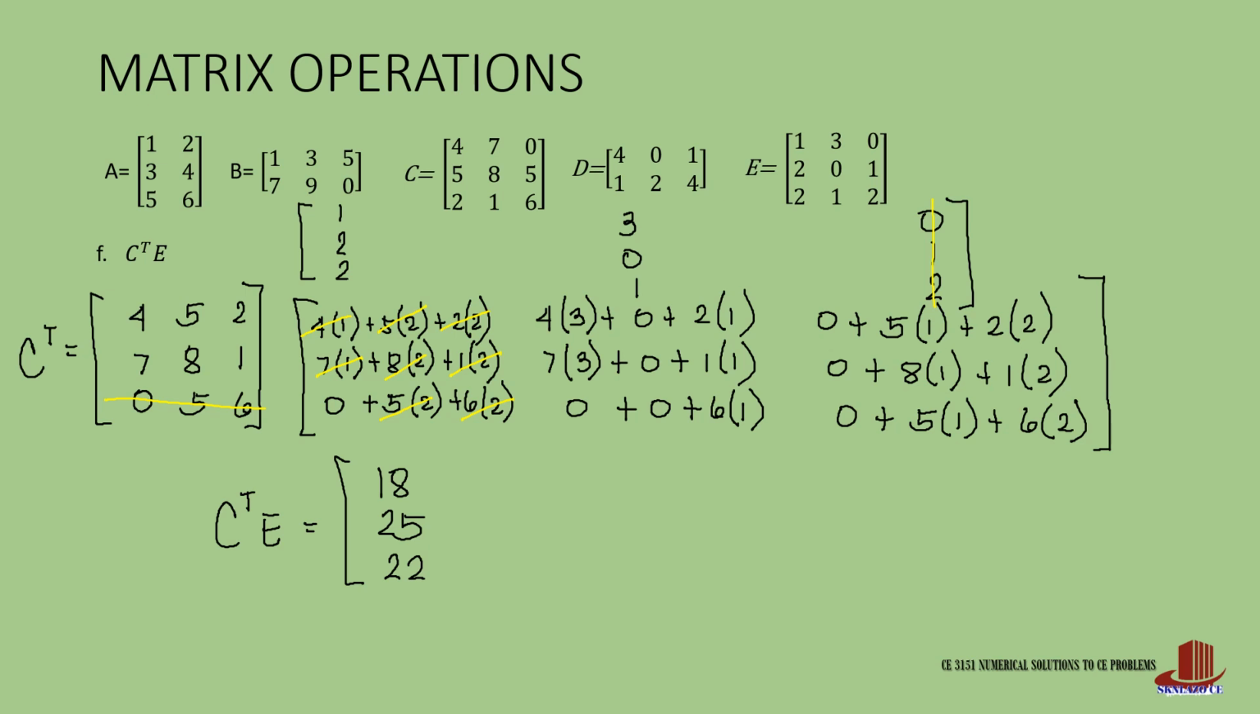For the second column, 12 plus 0 plus 2 would give us 14. 21 plus 1 would be 22. And 0 plus 0 plus 6 simply be 6. Next one, third column, 5 plus 4 gives us 9. 8 plus 2 is 10. And 5 plus 12 would be 17. This would be the resulting matrix for transpose of C multiplied by E.